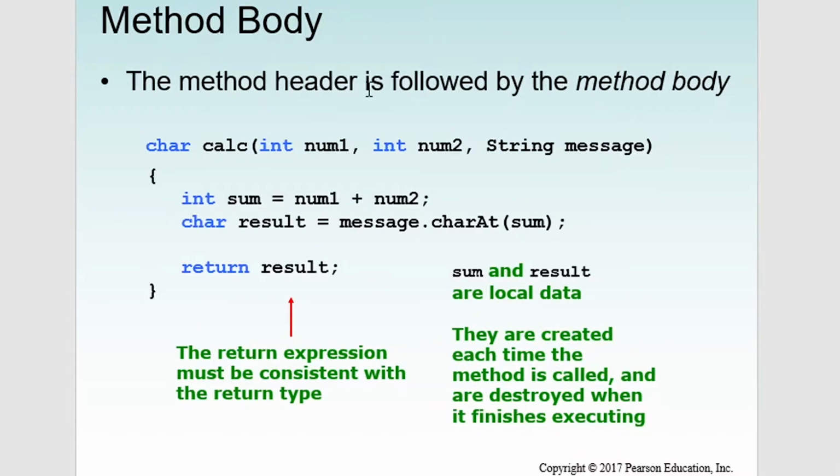Method body. The method header is followed by the method body. So inside the curly braces is the method body. The return expression must be consistent with the return type. If you specify the return type as a char in the method header, then you need to return a char. Sum and result are local data. So these are two variables that exist in the method. They are created each time the method is called and are destroyed when it finishes executing.